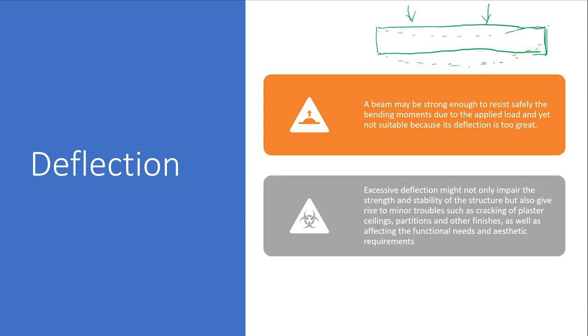If there is excessive deflection, it might not only affect the functional needs. It means the beam actually cannot support the load itself because it has deflected, and also the aesthetic requirement. So when it deflects like this, not only will the beam crack, it will also affect the brickwork below the beam itself. The brickwork below might also crack.